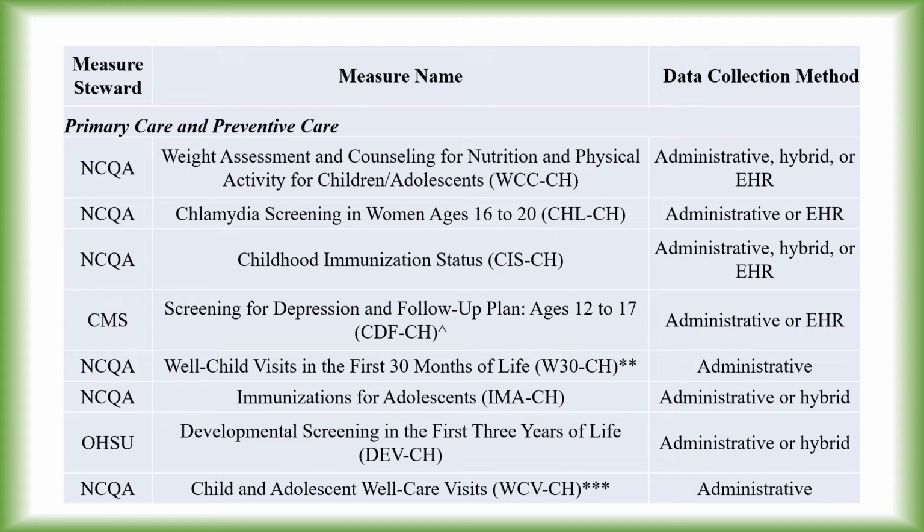Developmental screening in the first 3 years of life. The measure steward is OHSU, which stands for Oregon Health and Science University. The data collection methods are administrative or hybrid. The last for this category is child and adolescent well care visits. The measure steward is NCQA, and we use the administrative method to collect data for this particular measure.